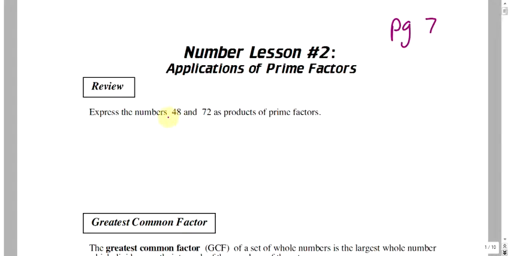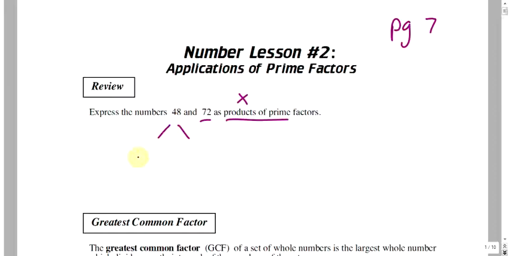Express these numbers, 48 and 72, as products, that means multiply, of prime factors. Okay, so it doesn't say which way you want to do it. Do you like the table method or do you like the tree method? I'll do the tree method because I've found most people prefer that way.